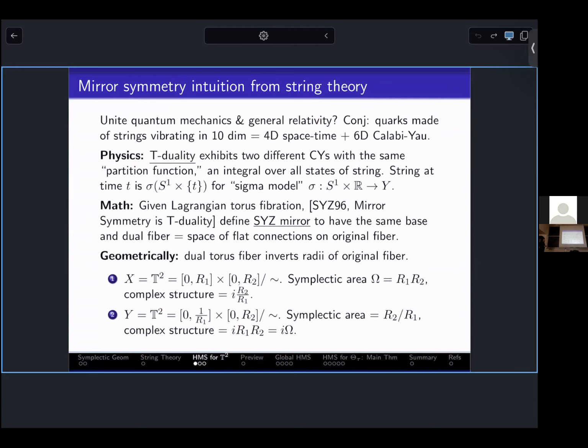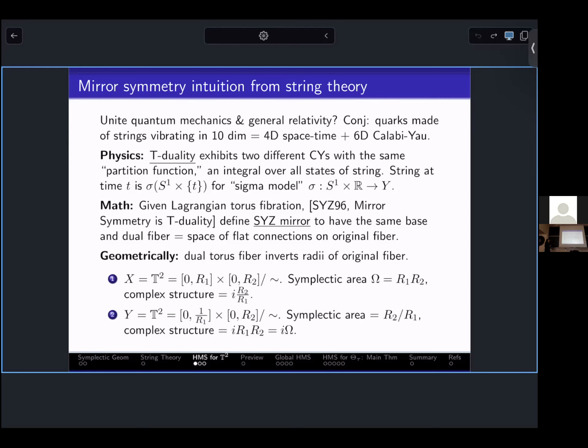So the idea is, my understanding is string theory would be a way to unite physics, small things, quantum mechanics, with gravity at large scales. And the idea is that quarks would be actually made up of these strings vibrating. And in order for the theory to work, they have to move in 10 dimensions.